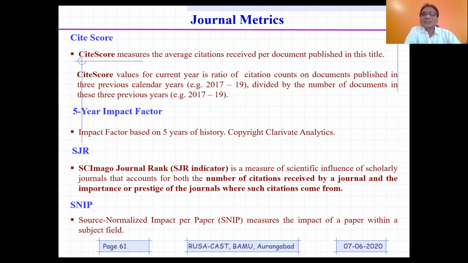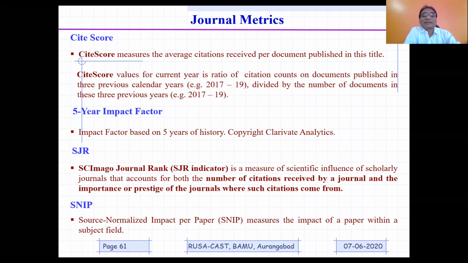So what is cite score? The difference between impact factor and cite score is that cite score gives you the measure of citation during the last 3 years, whereas impact factor gives you the measure of citation during the last 2 years. Okay, so you will have to see what the cite score of the journal is.